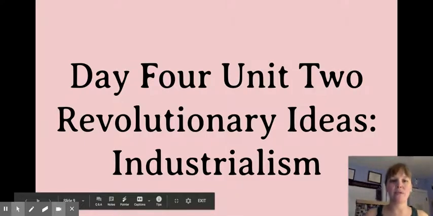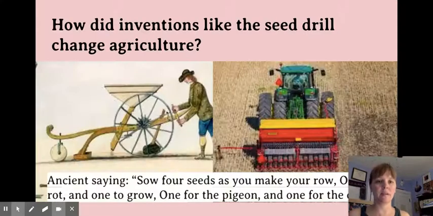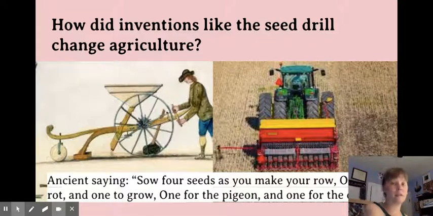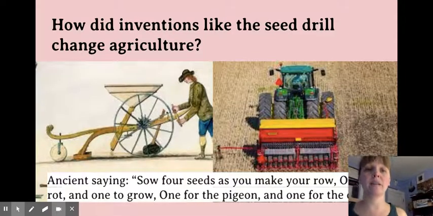Hello, this is day 4 of Unit 2, Revolutionary Ideas, and the revolutionary idea for today is industrialism. So, the first question is, how did inventions like the seed drill change agriculture? Inventions like the seed drill changed agriculture because it meant that there would be better farming.